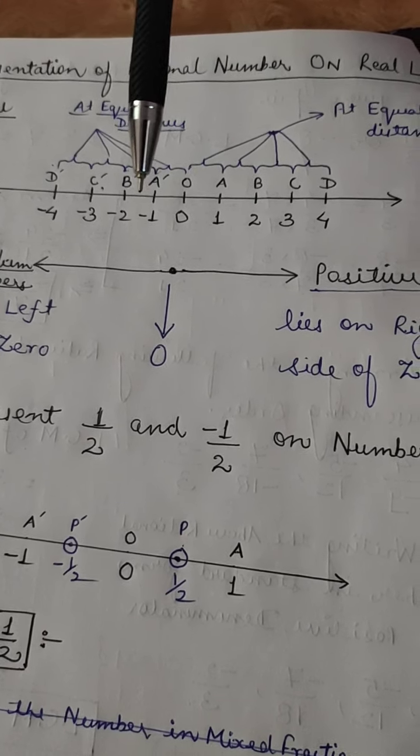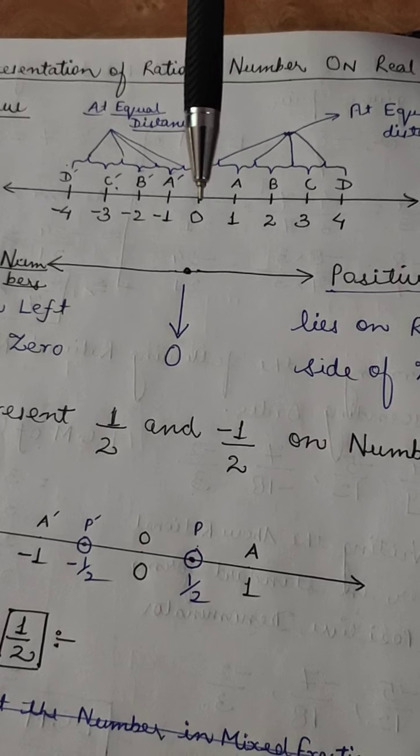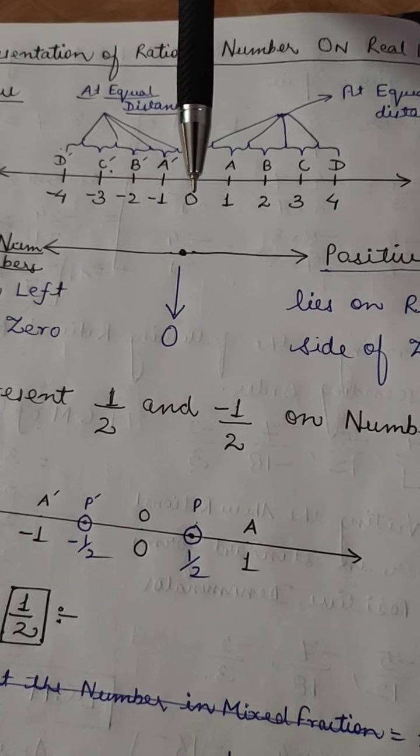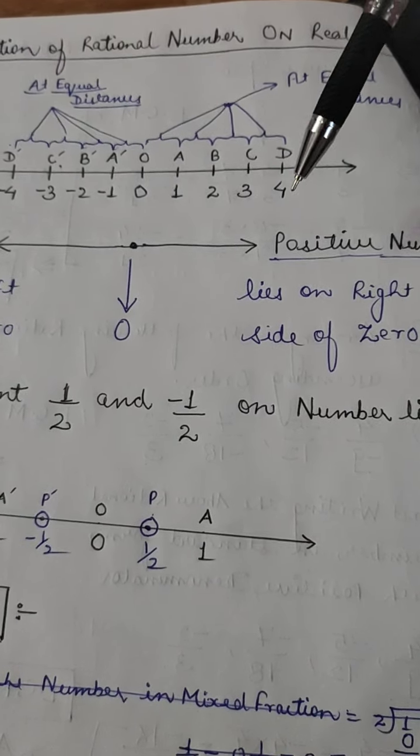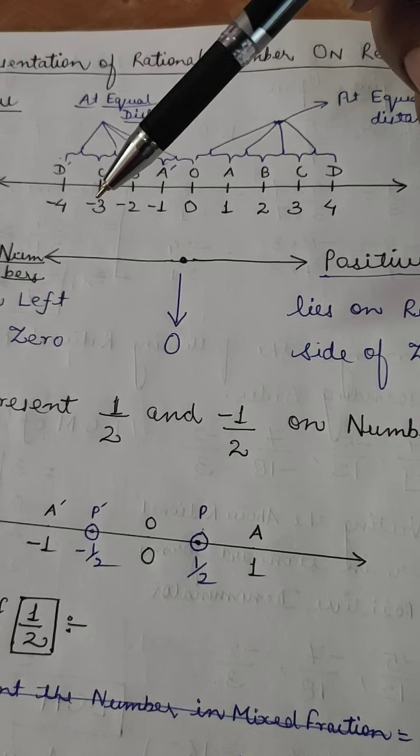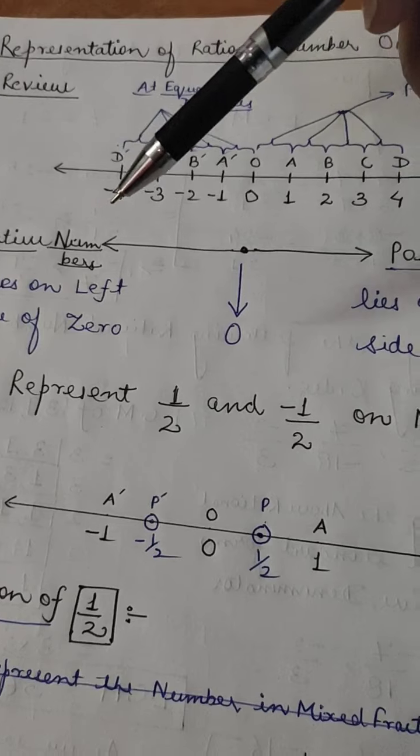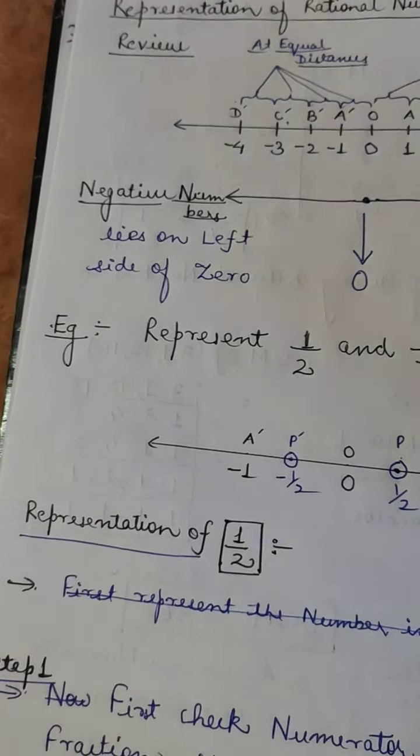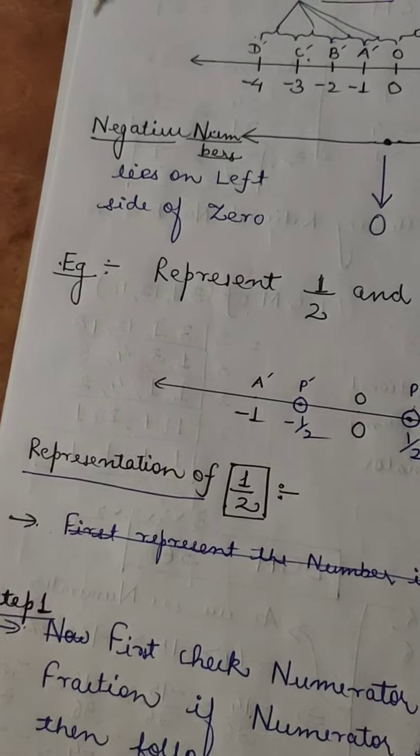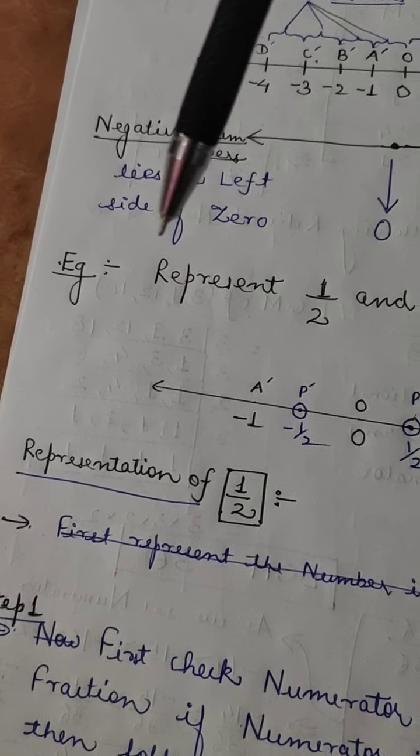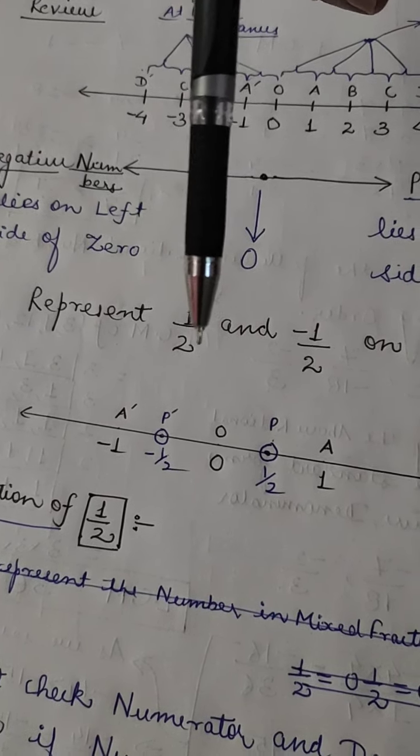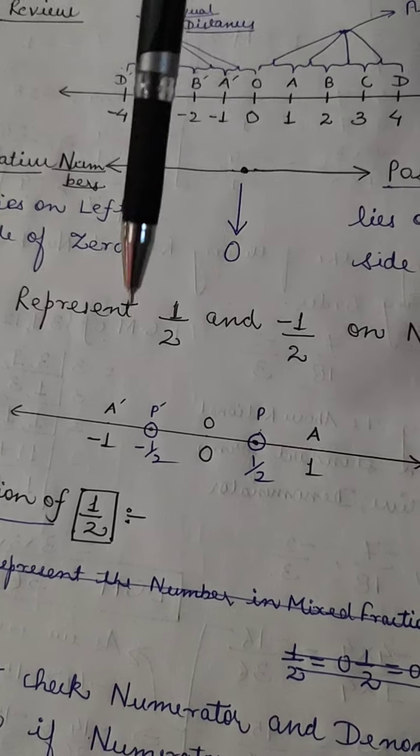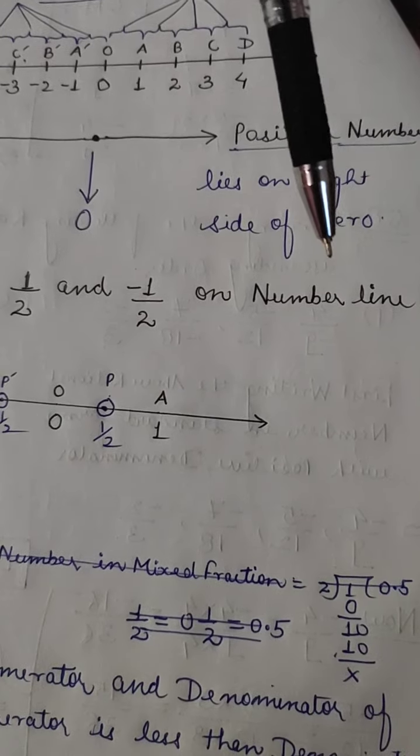Okay, similar is the case of rational numbers. Rational numbers which are positive should lie on the right side, and those which are negative should lie on the left side of the number line. So first of all, let's see with an example. Here I have taken 1 by 2 and minus 1 by 2. You have to represent these rational numbers on the number line.